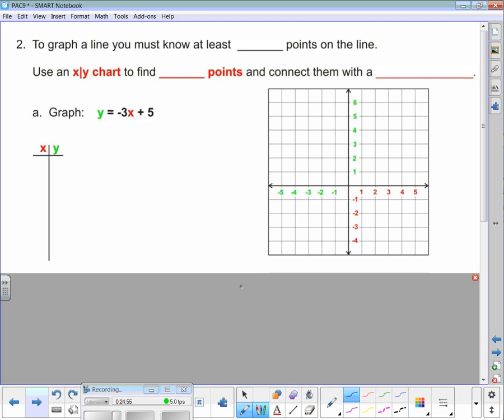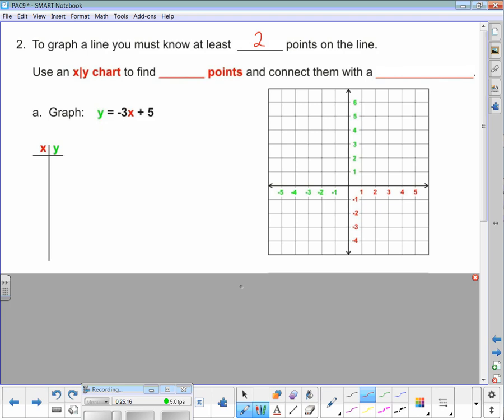Number 2, to graph a line, you must know at least... We're back to geometry. How many points determine the location of a line? Minimum amount of points. Pamela, 2 is the minimum amount.